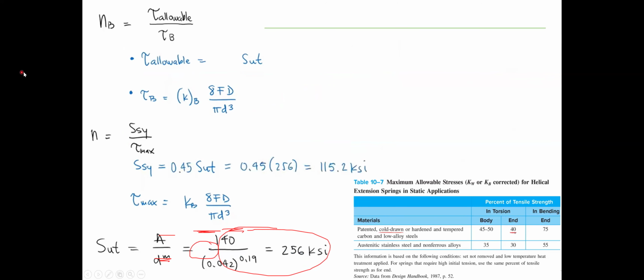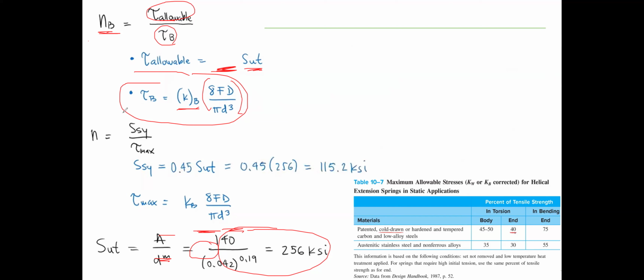Okay, the second we have to take into account the shear. First is the tension, right? And the shear. And for B, that is the tau allowable, the allowable shear stress, divided by the tau B, and the tau allowable will equal a specific percentage of the SUT. And the sigma B equals the KB times this term.